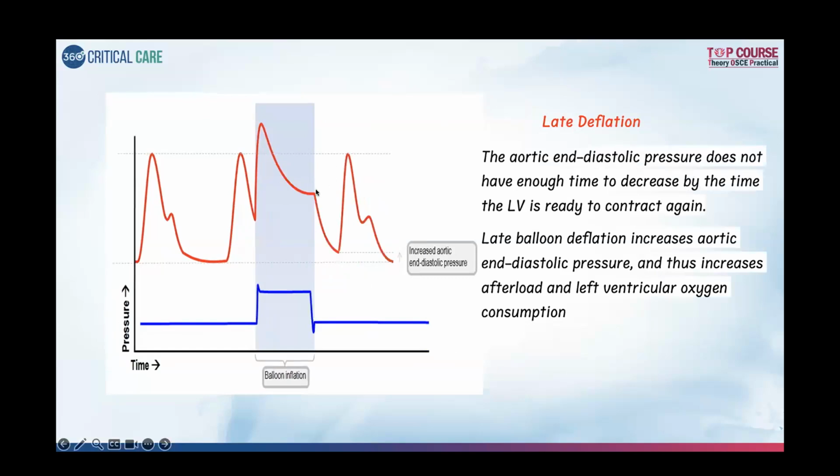Similarly, late deflation, which is not preferable because the balloon stays inflated for a long time, and what it will cause is that the aortic end diastolic pressure does not have enough time to decrease by the time the LV is ready to contract again. So late balloon deflation increases the aortic end diastolic pressure, and thus increases the afterload and left ventricular oxygen consumption. So anything that increases the afterload will cause an increase in the left ventricular oxygen consumption. Instead of the diastolic pressure being here, it has risen up there. So there will be more oxygen consumption by the cardiac muscles.